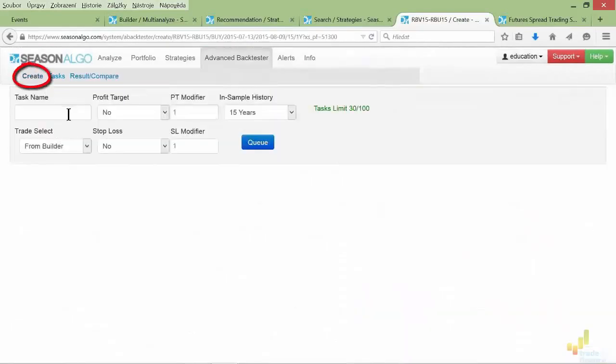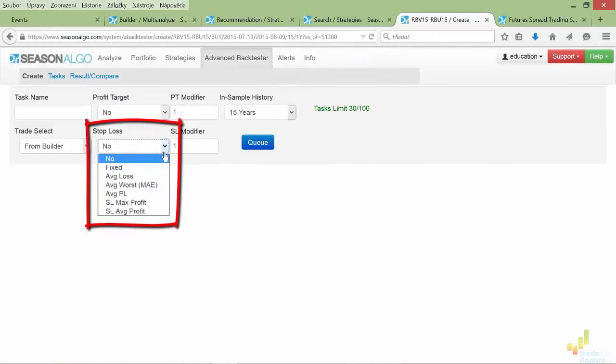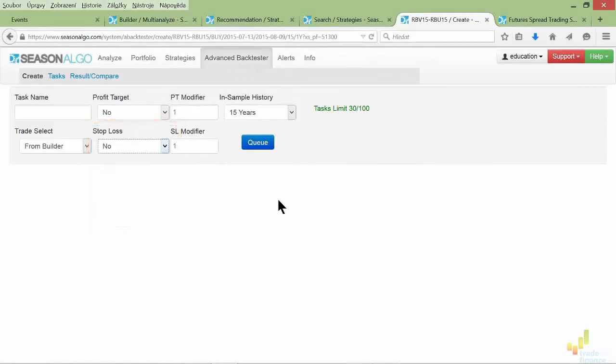And here we can define different types of profit targets that we would like to apply, different types of stop losses that we would like to apply. And the SeasonAlgo will use the walk-forward analysis to calculate the performance of these settings. And the walk-forward analysis is usually used in algorithmic trading. It's not very common in commodity spread trading, but it's a very interesting feature, which of course is used by more advanced commodity spread traders. But if you were interested in this feature, then this is what we also teach in our courses, especially in the workshop of commodity spread trading.